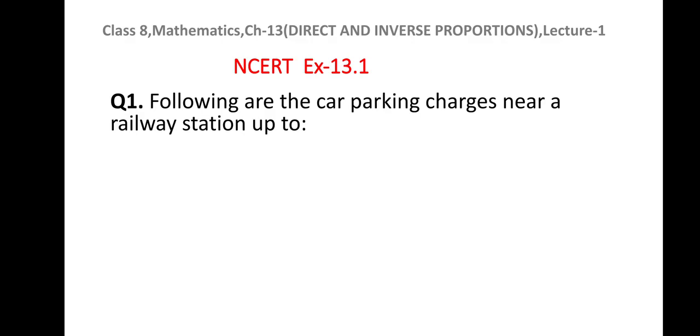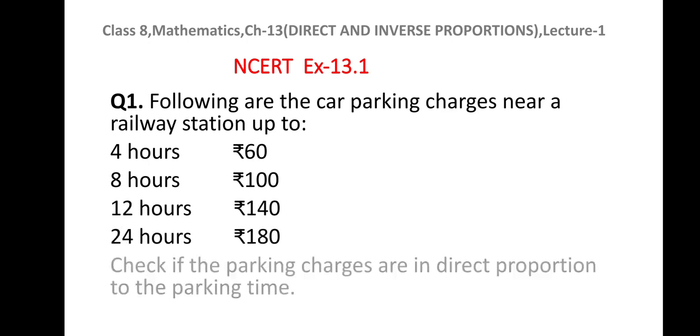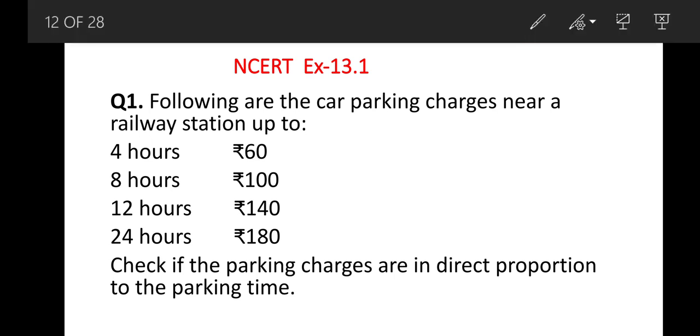Following are the car parking charges near a railway station. This is what is given to us. This is the question: check if the parking charges are in direct proportion to the parking time. We need to check whether the parking charges are in direct proportion to the parking time. As I told you, in case of direct proportion, x over y, where x is the variable. Suppose I am taking time here as x, and parking charges as the variable y. You are supposed to take the ratio and find out if that ratio is constant; then we can say that they are in direct proportion.